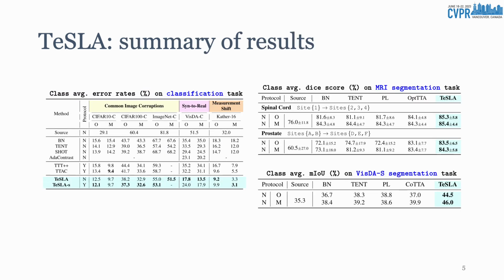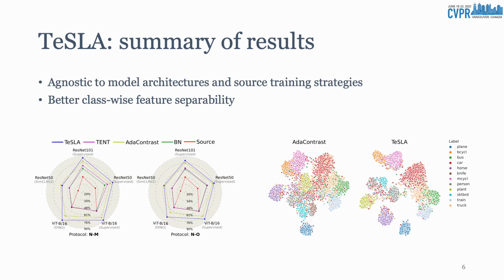We achieve superior results on the classification and segmentation tasks for various distribution shifts, including common image corruption, synthetic to real, and measurement shifts of medical images. Our method is also agnostic to model architectures and source training strategies as shown in the bottom left figure, besides offering improved class-wise feature separability as shown in the bottom right figure.